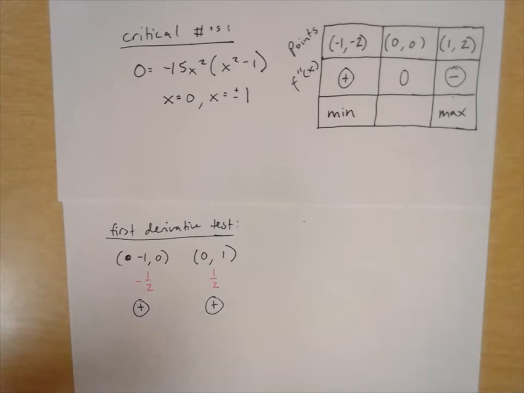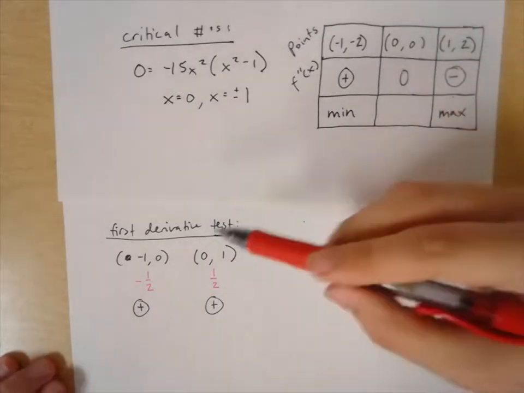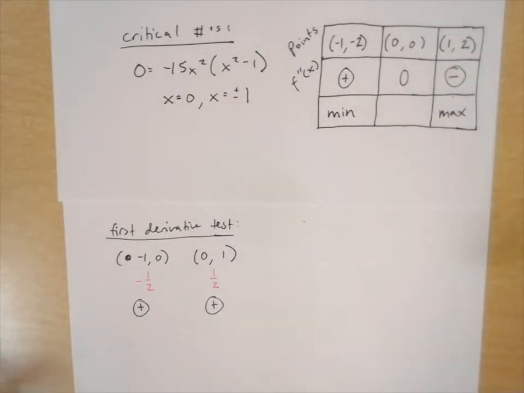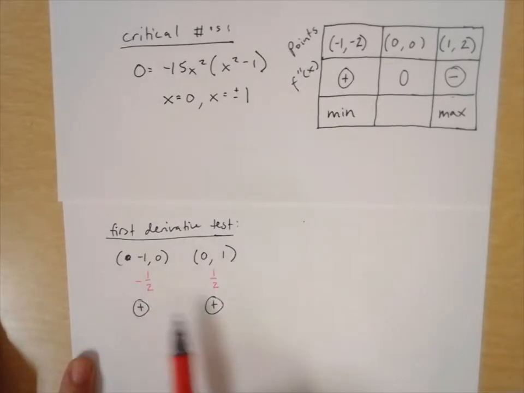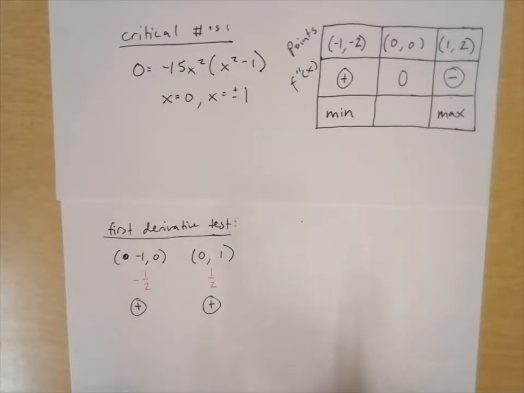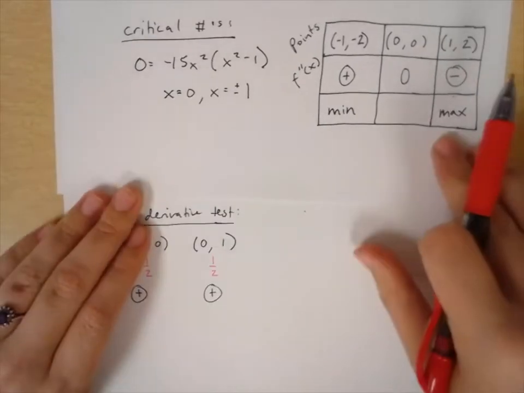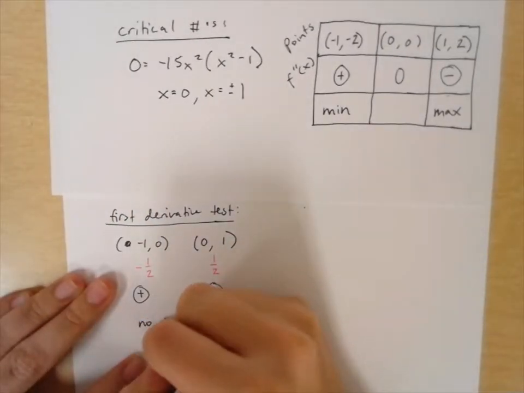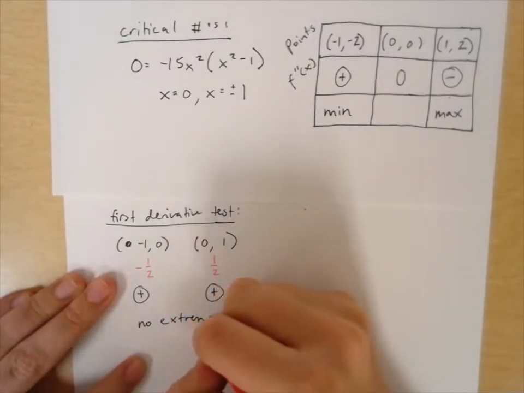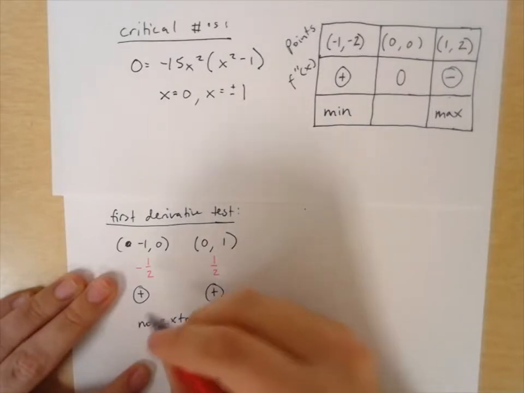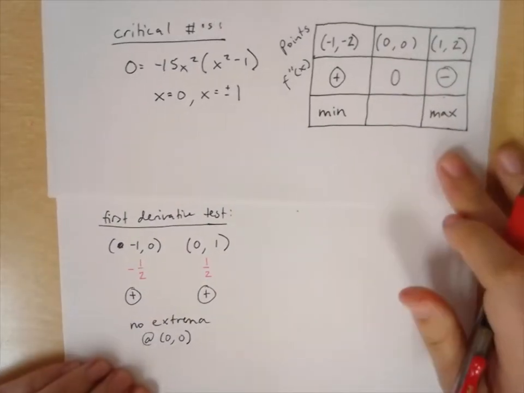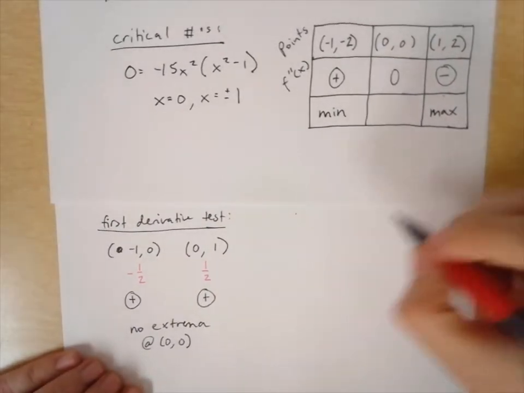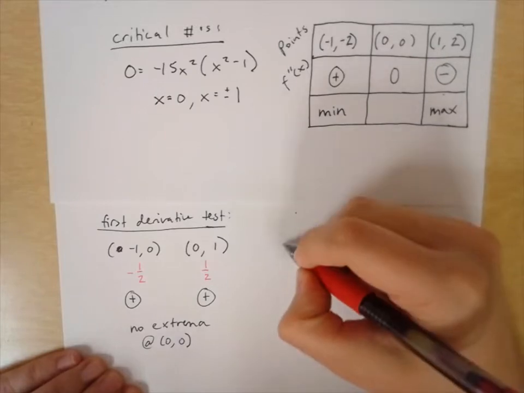It doesn't help me to use my second derivative test to look at 0, but now when I use my first derivative test, I can see what's happening. I can see that from -1 to 0 and from 0 to 1, my graph is increasing in both of those intervals. So I don't have a max or a min at 0, 0. What we can say is no extrema at 0, 0.